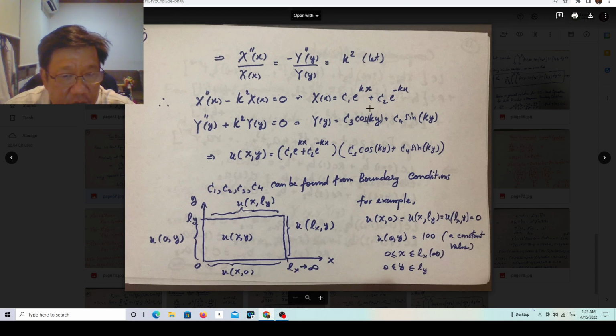Okay, this general solution. Why here? Because if we assume that k squared is some positive value, the auxiliary equation here will be s squared minus k squared equals 0. Therefore s will be equal to plus or minus k.